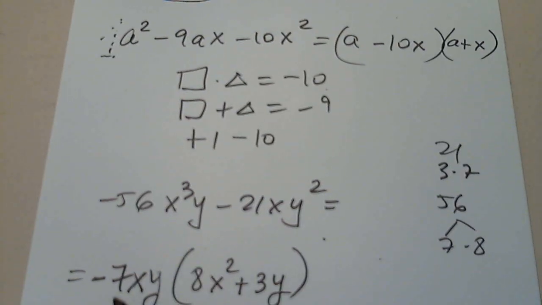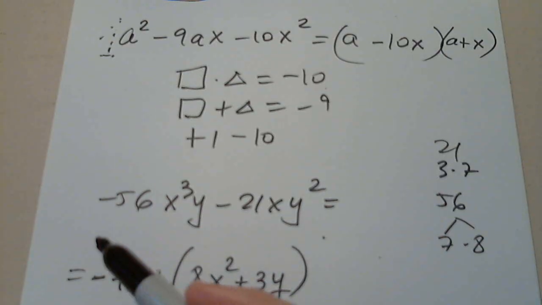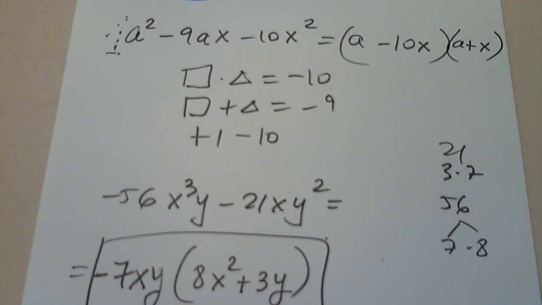So we check. Negative 56, copy the base, add the exponents. Negative 21, copy the base, add the exponents. And this is it. Nobody can do anything else to it. Any questions on this? Okay, let's see what else is here. Factor the trinomial. We had plenty of exercises, but if you want to factor this one, please let me know.